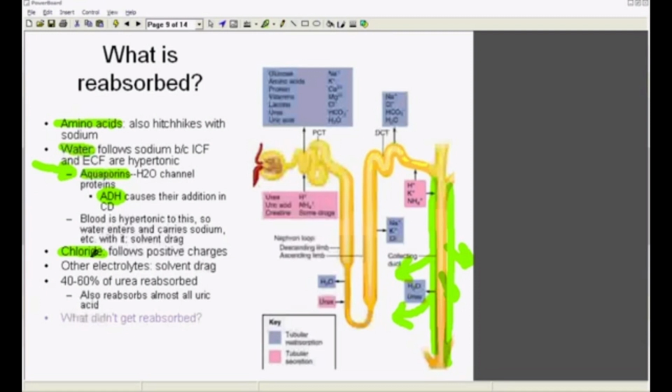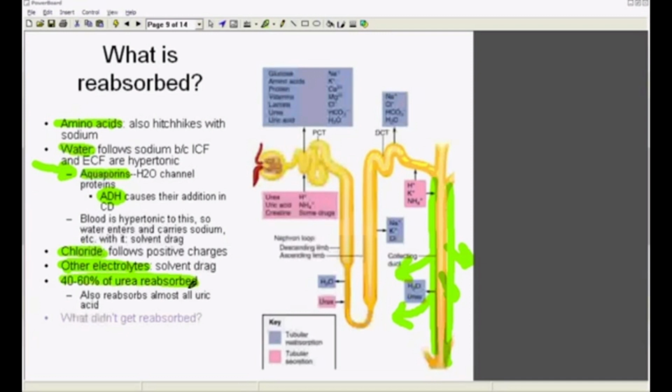Water normally follows all the negatively charged stuff like amino acids and all the positively charged stuff like potassium ions, calcium ions, sodium ions, hydrogen ions that are getting pulled back into the blood. So chloride follows because it's attracted to the positive charge. And many other electrolytes get dragged with the water back into the blood.